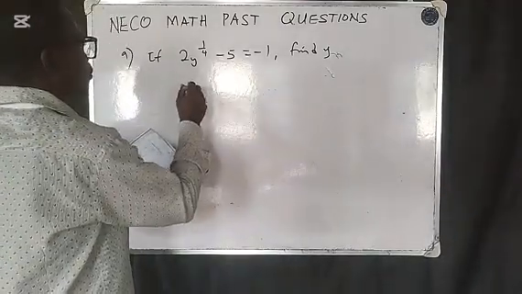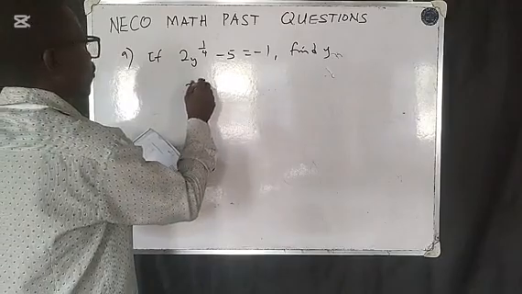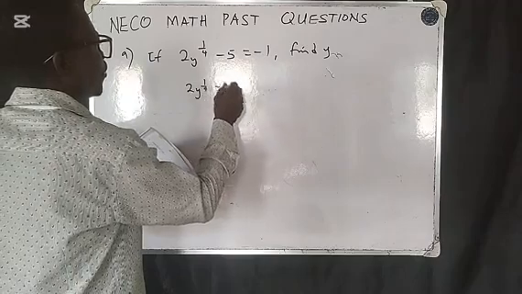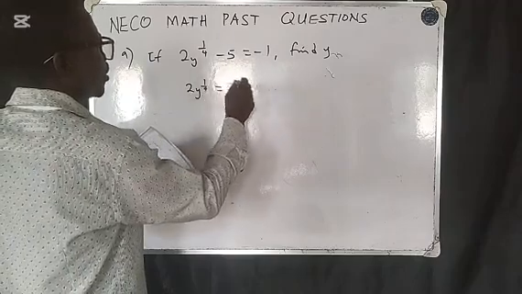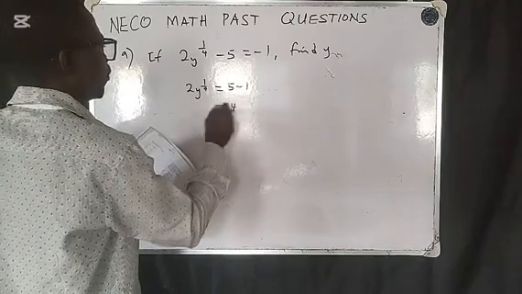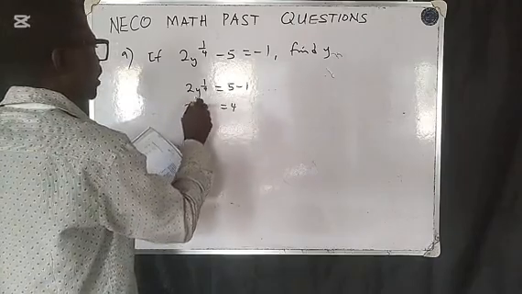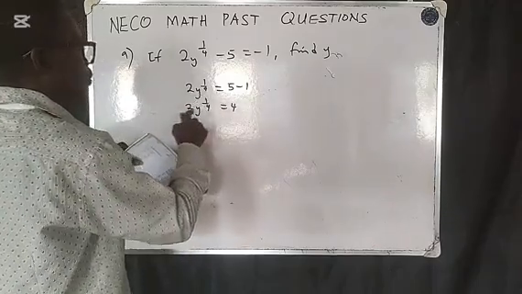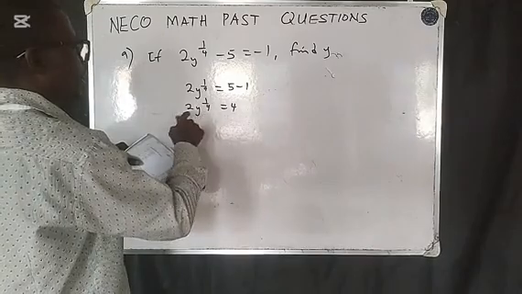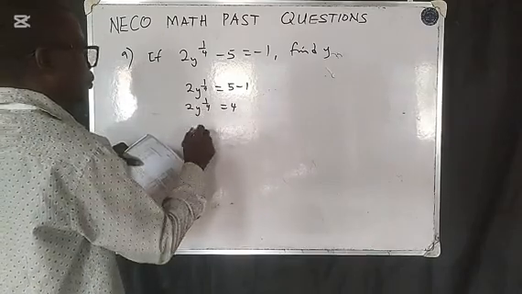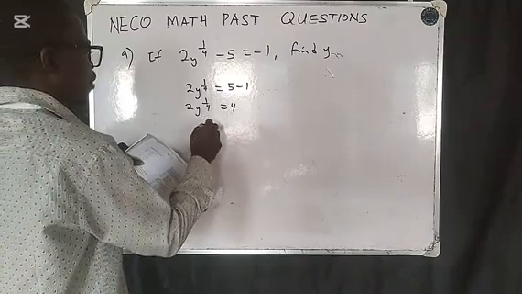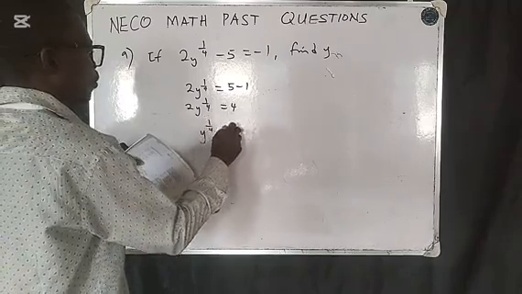So we write 2y raised to the power of 1 over 4 equal to 5. This one becoming plus there. 5 minus 1, here we have 4. Here we have 2y raised to the power of 1 over 4. If we divide both sides by 2, there's a factor here, 2 is common here. So let's divide both sides by 2. So we are going to have y raised to the power of 1 over 4 equals 2.